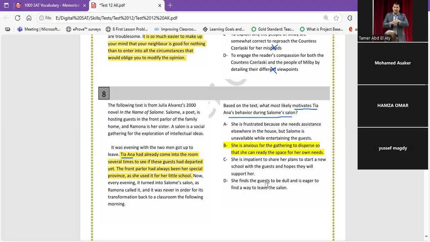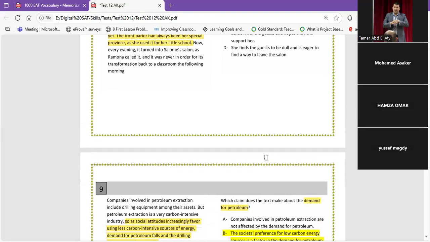She finds the guest to be dull and is eager to find a way to leave the salon. We'll not talk about that, so the answer is B.